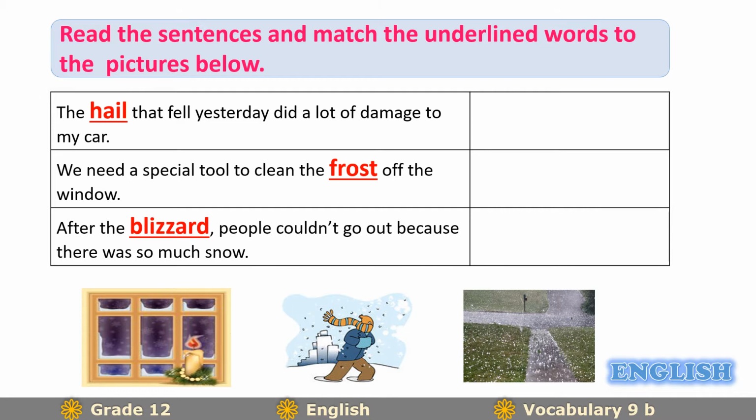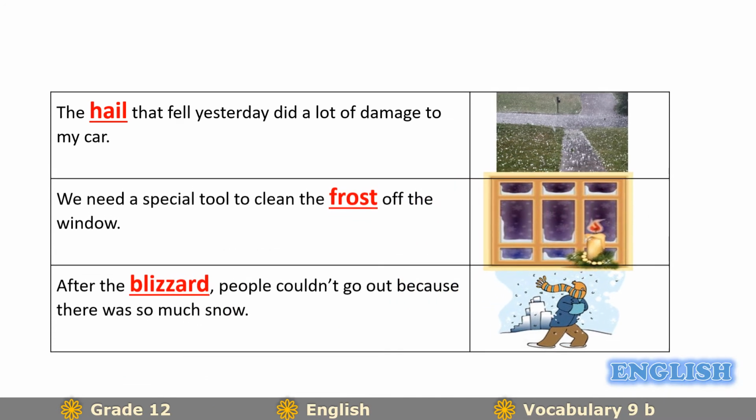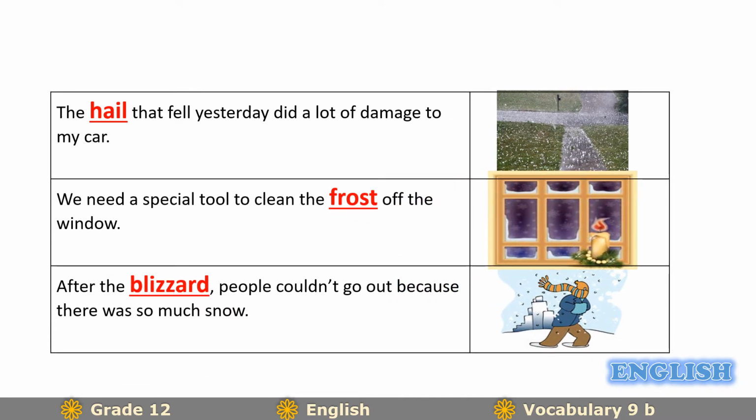All right, so let's correct. Excellent. Good job. So the first sentence says, the hail that fell yesterday did a lot of damage to my car. If we look at the picture, what can we say? What is hail? The hail is the small balls that fell from the sky. Very good. What about the second one? The frost. Yes? Any volunteer to tell what the frost is? Very good. So the frost is a thin white layer of ice.